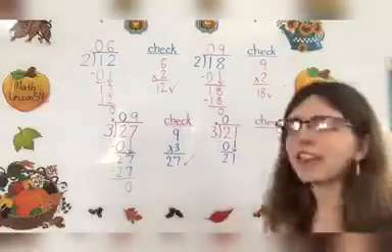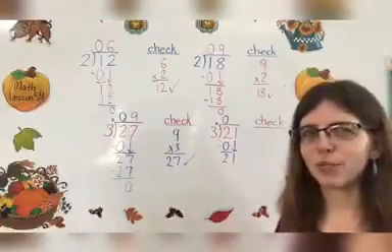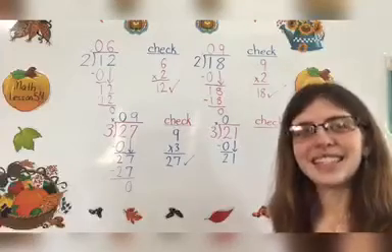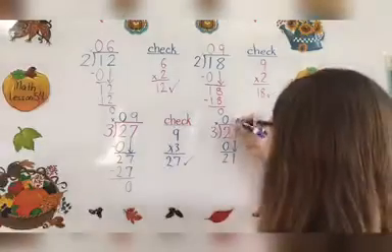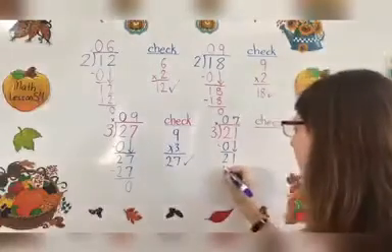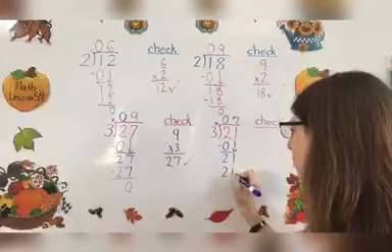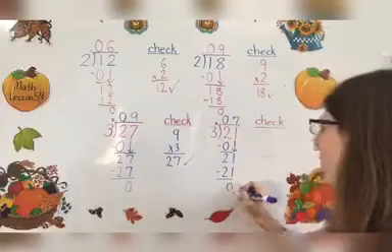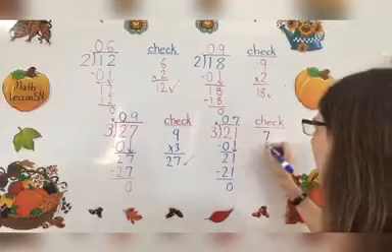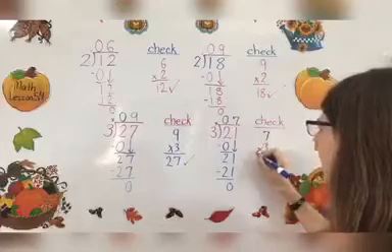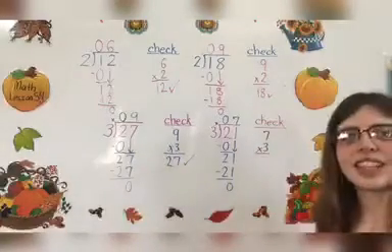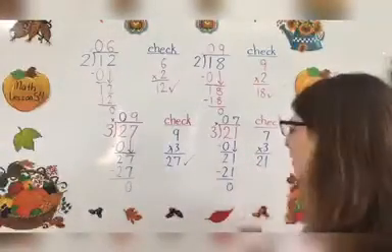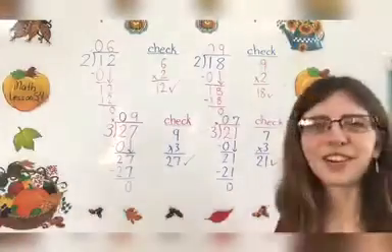21 divided by 3. How many groups of 3 are in 21? 7, that's right, 7. 7 times 3 is 21. 21 minus 21 is 0. So now I check. 7 times 3 is 21. So I know my answer is correct.